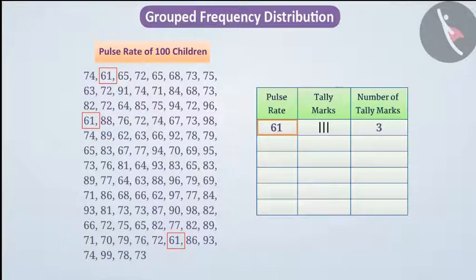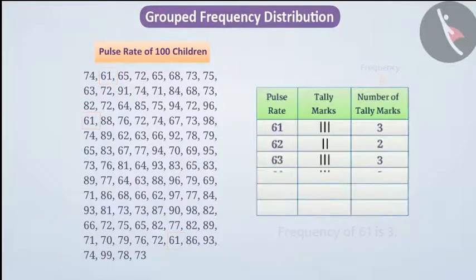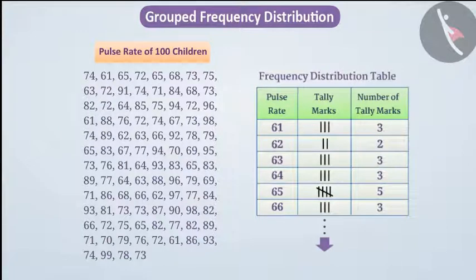The number of times an observation is repeated is called the frequency of that observation. For example, the pulse rate of 3 children is 61. We say that the frequency of 61 is 3. By arranging the data in such a way, we get the frequency distribution table. Since data groups are not created here, this is an ungrouped frequency distribution table.